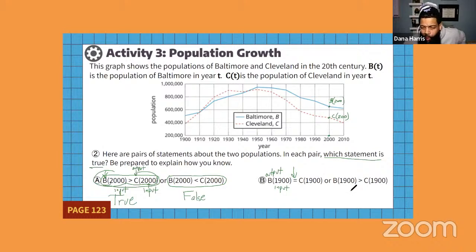And it says, the population of Baltimore. So once again, this is input for the first one, and this is output. And then over here we have the statement: the population of Baltimore in 1900 was greater than the population of Cleveland in 1900. So let's look at 1900.